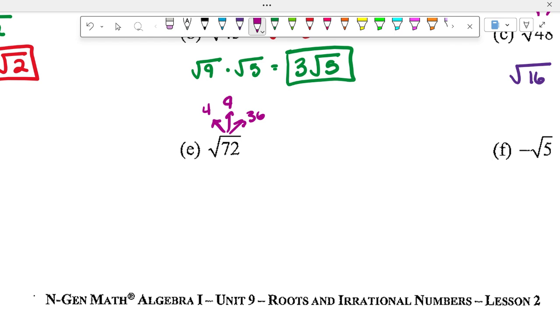All right, so 36 is clearly the one that works. So, Caden with the C, how would I rewrite the radical using 36? So 36 times what is 72? Times 2. Times 2. So I'll rewrite this as 36 times 2. What would I do next, Carolina? Good.